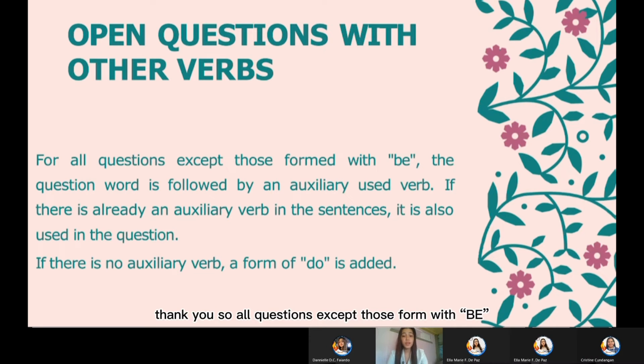Thank you. So, all questions except those formed with be, the one that I've discussed earlier, the question word is followed by an auxiliary verb. If there is no auxiliary verb in the question, a form of do is added.